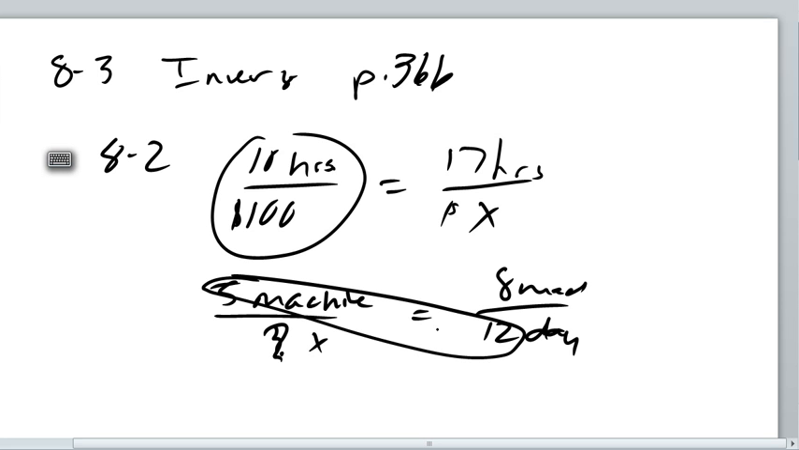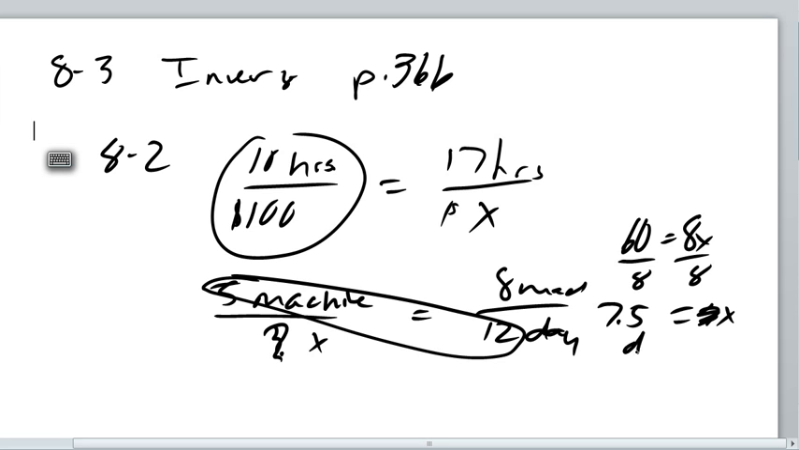So 5 times 12 is going to give you 60 equals 8x. Divide each side by 8. So you're going to get x is equal to 7.5 days. Now, does that seem reasonable? Yeah, it seems reasonable, because as the number of machines went up, the number of days should go down, and in this case it did. So that would be reasonable.